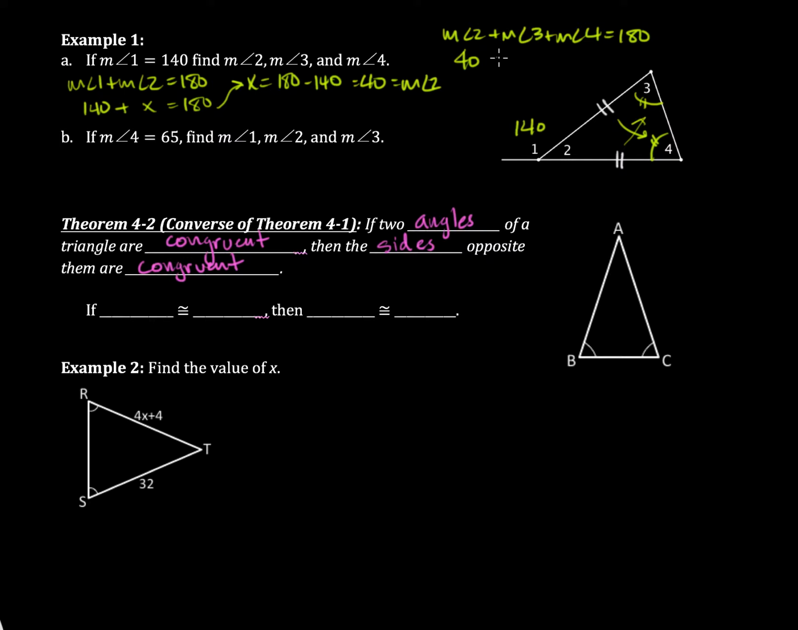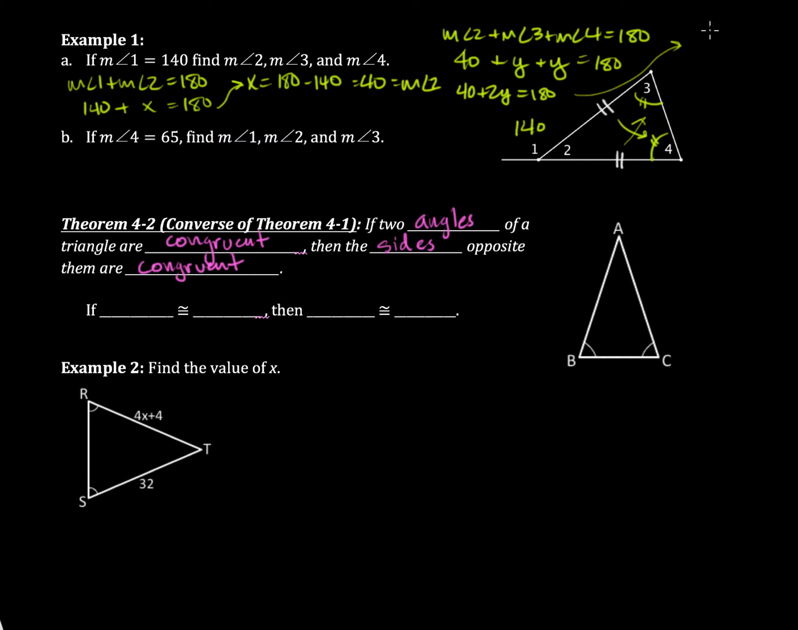So if I put an x in, I shouldn't use x, I already used x. Let's put a y in for angle 3 and a y in for angle 4. I know that those three things add up to 180. So that would mean that 40 plus 2y equals 180.